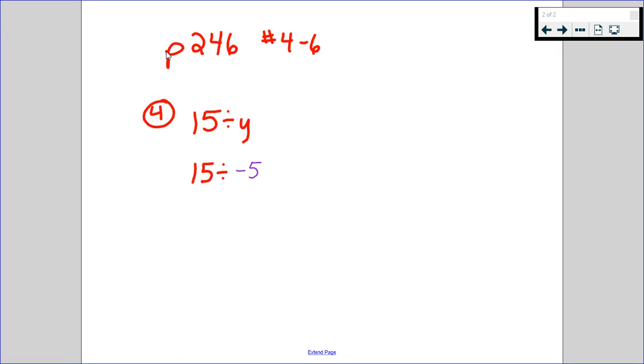So I'm going to divide like normal. 15 divided by 5 is 3. And then I count the number of signs. There's only 1 sign, so my answer will be negative. 15 divided by -5 is -3.